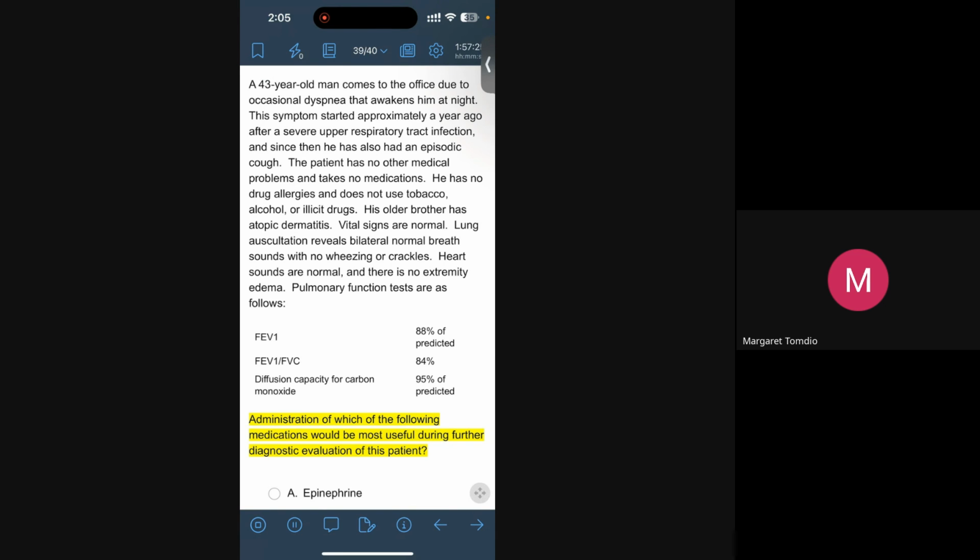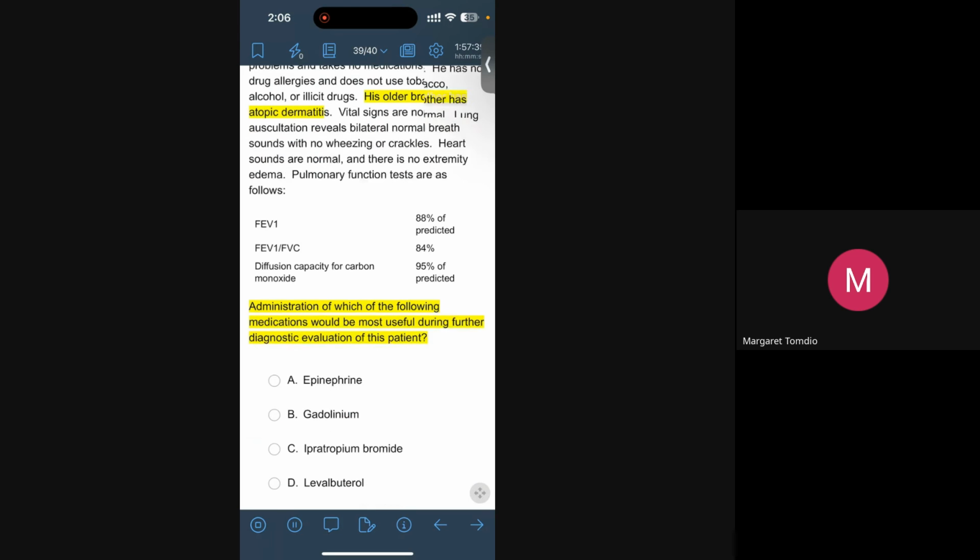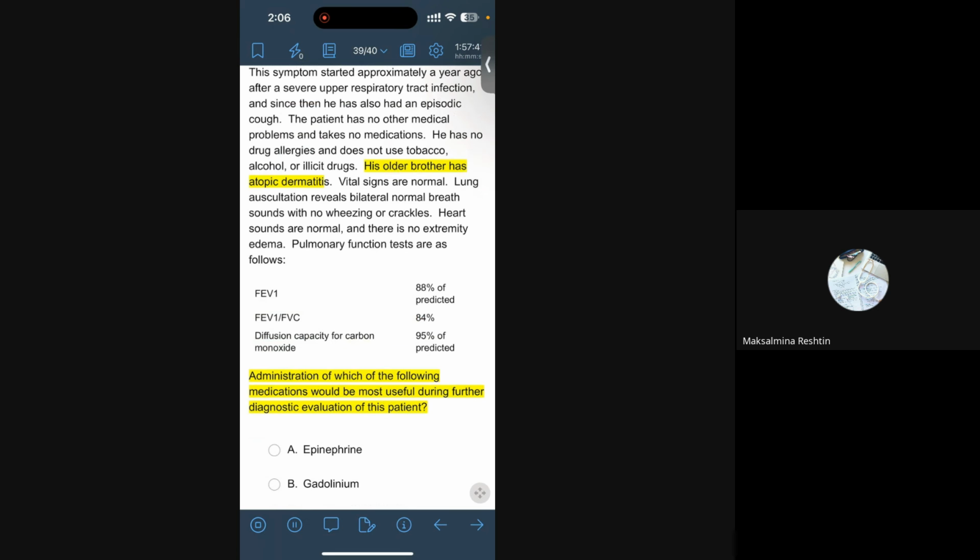His older brother has atopic dermatitis, bilateral normal breath sounds with no wheezing and crackles. There is no extremity pattern. Pulmonary function testing is normal. What is the diagnosis? Asthma.